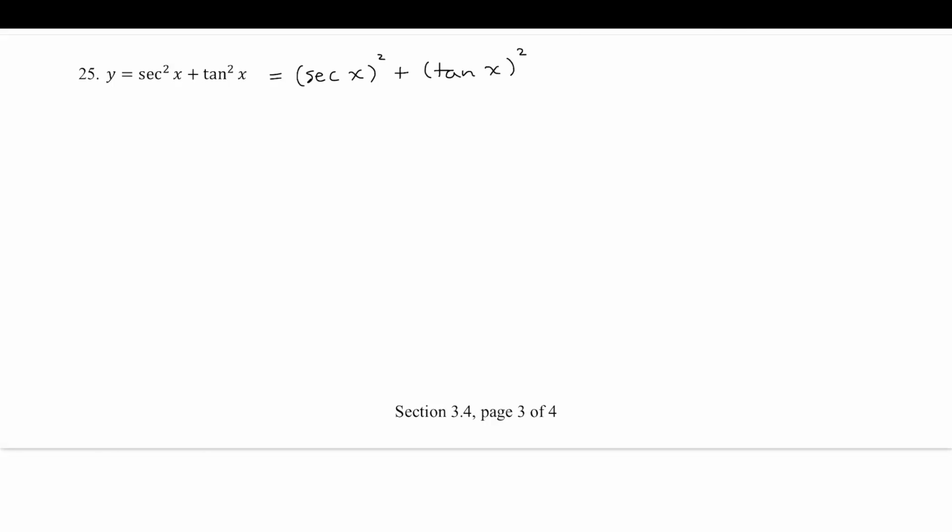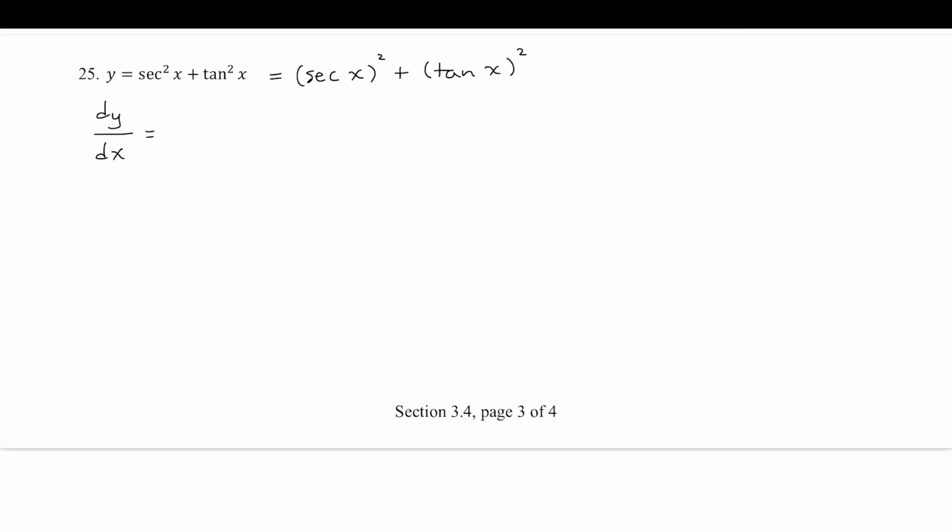So what I've done so far is rewrite the original function. I have not taken a derivative yet. Okay, so y is the secant of x, squared, plus the tangent of x, squared. So here I have to use the chain rule on each of these because, again, each one of those is a function raised to a power as opposed to just x raised to a power.